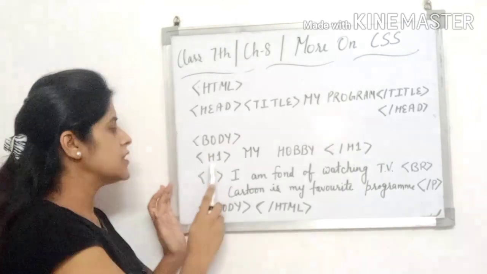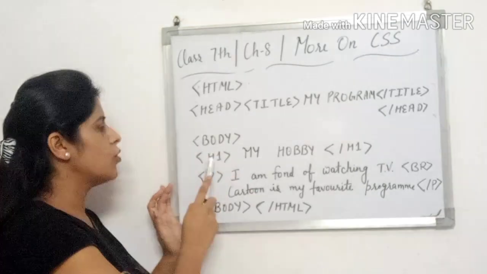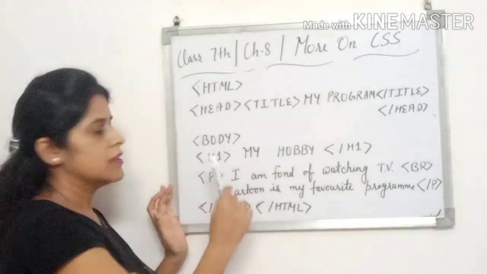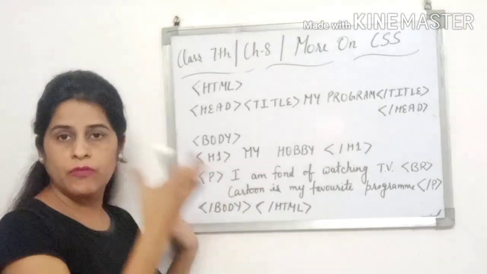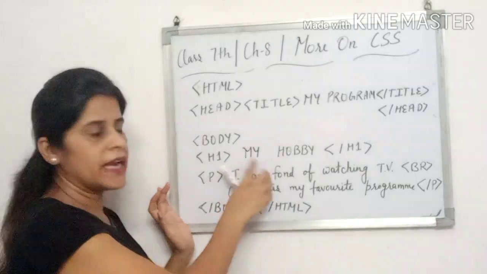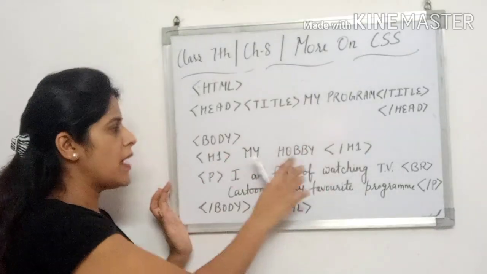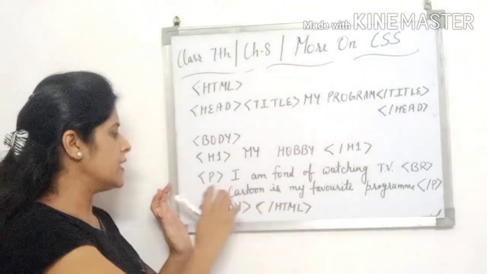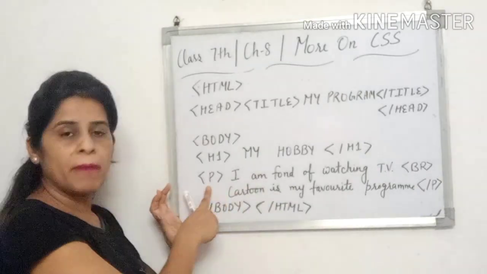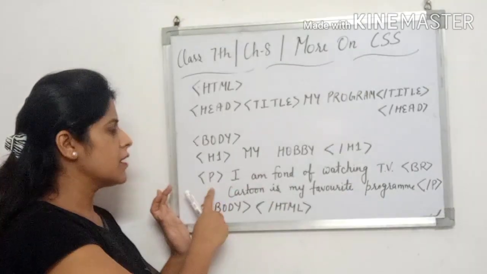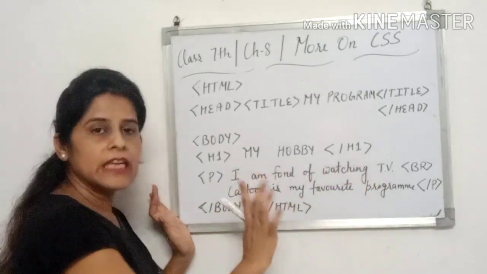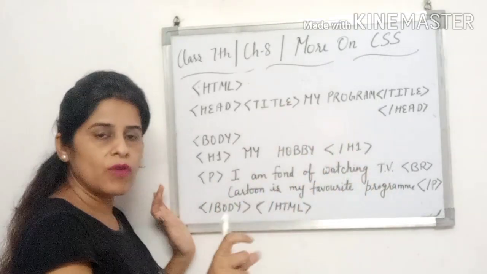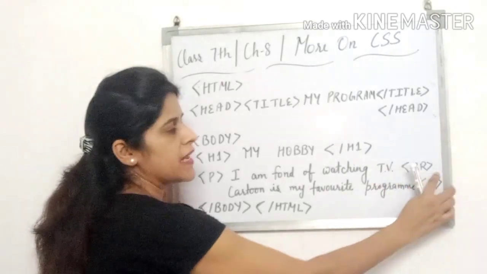In the body part, first I want to show a main heading, that is my home. I am using H1, so its font size will be larger and it will be in bold letters. Then my hobby, and in my hobby I have written these two lines. Then the paragraph is started, and in the paragraph I have written: I am fond of watching TV. Then I want to give a one line break, so I have used this break tag.